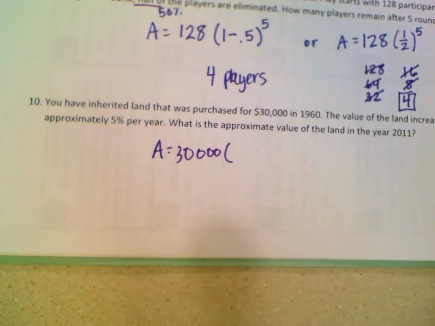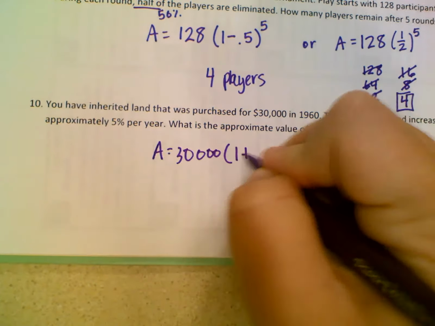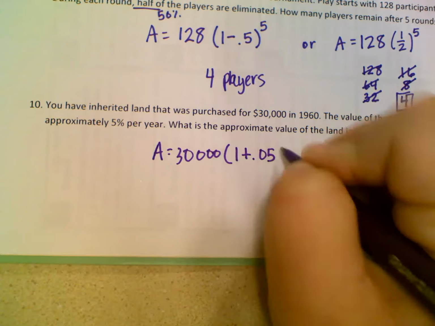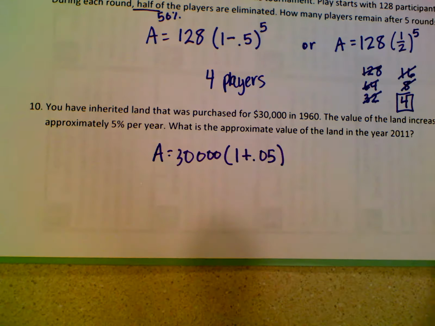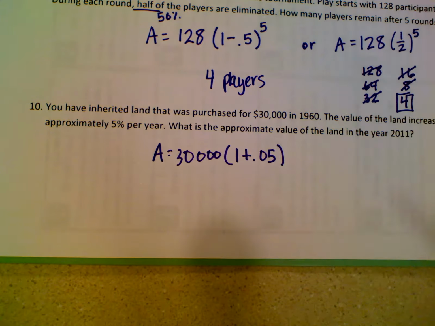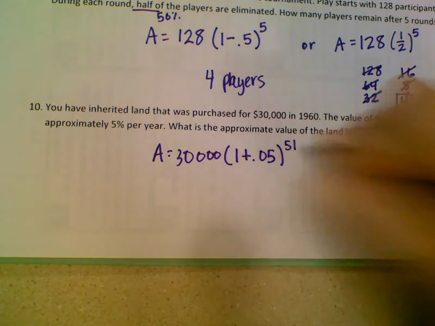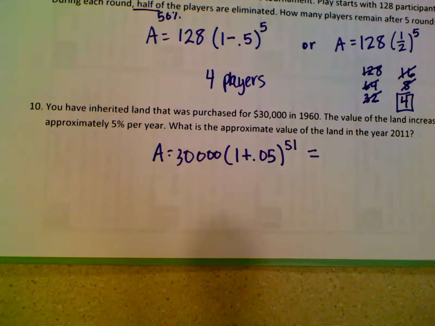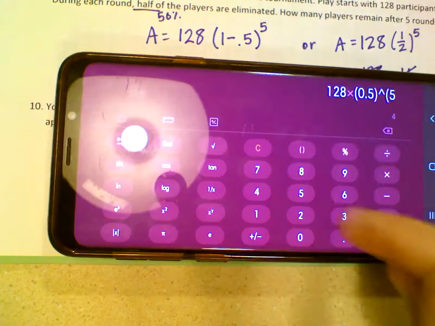So 300,000. We'll start. Increase, so 1.05, 1 plus 0.05. And we need to know how many years that is. Well, if you subtract them, that would be 51 years later. What is the value of the land?